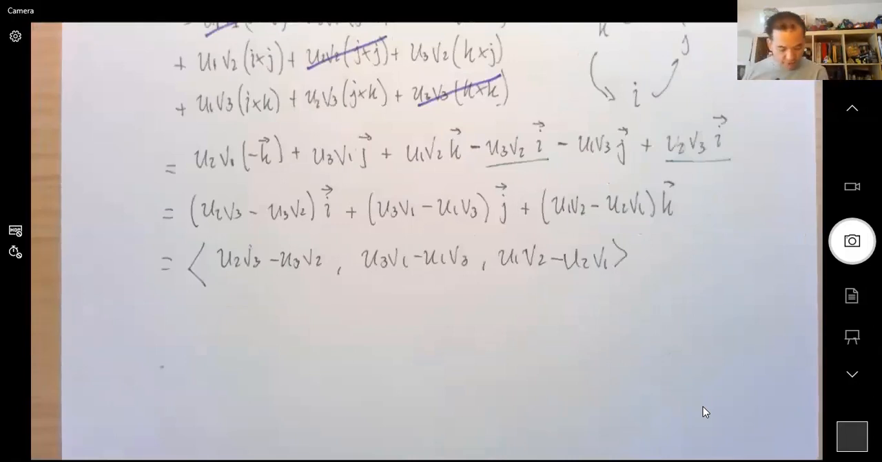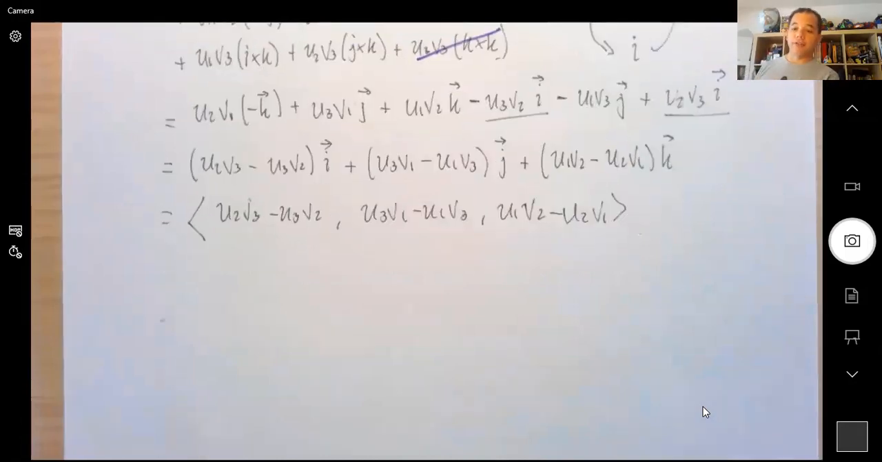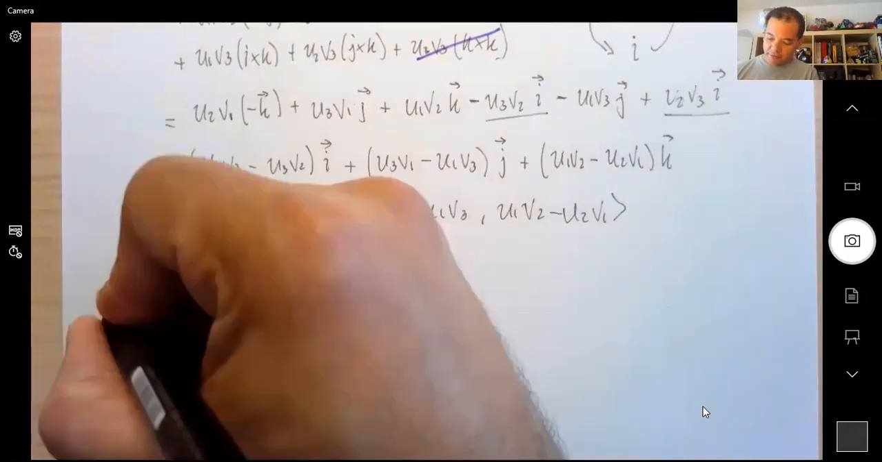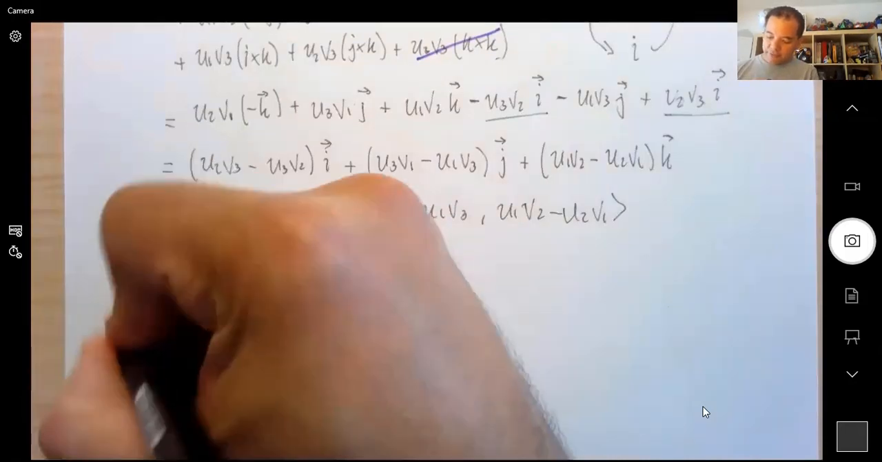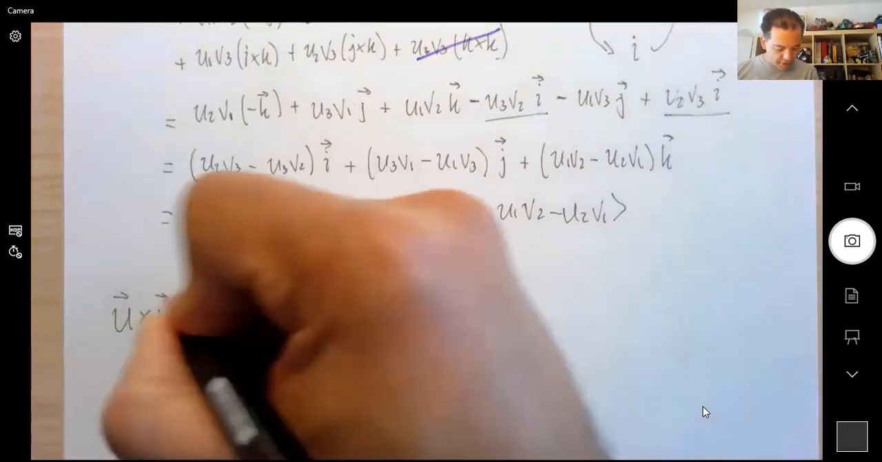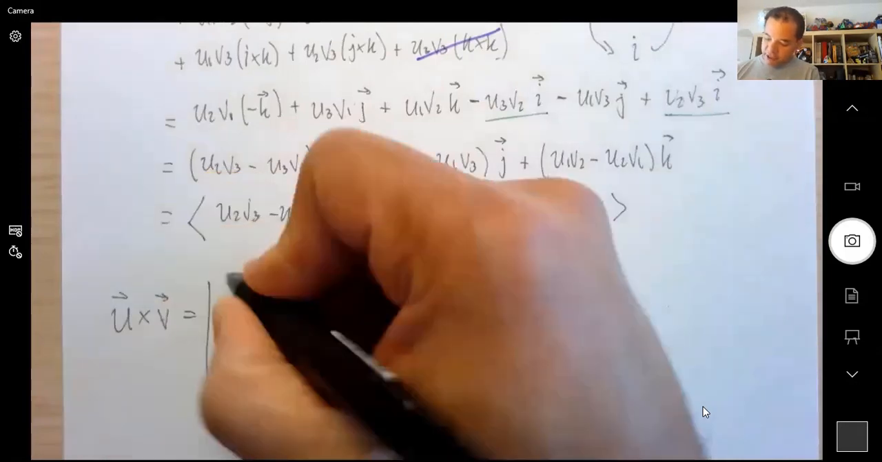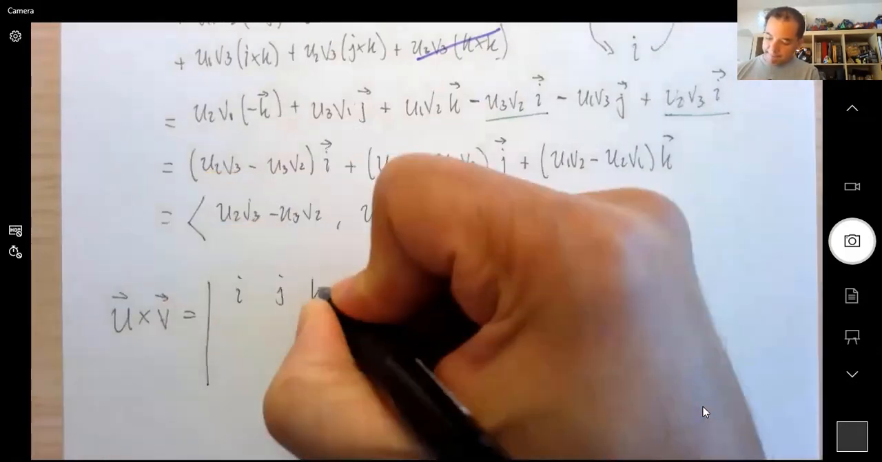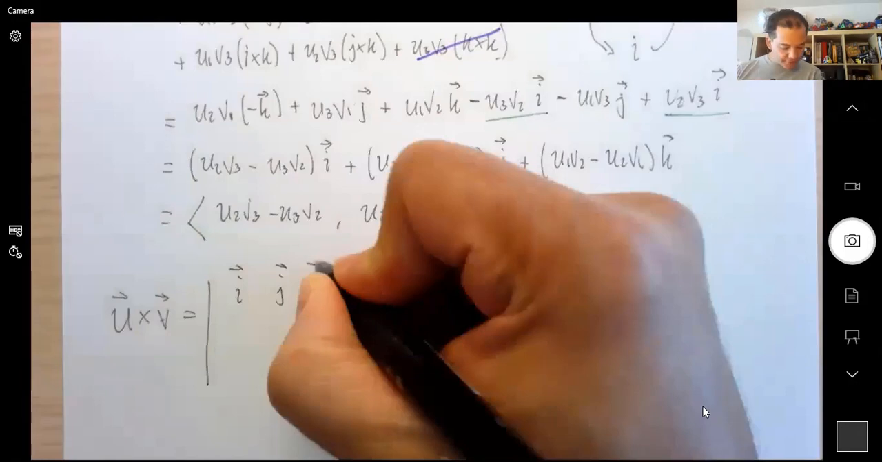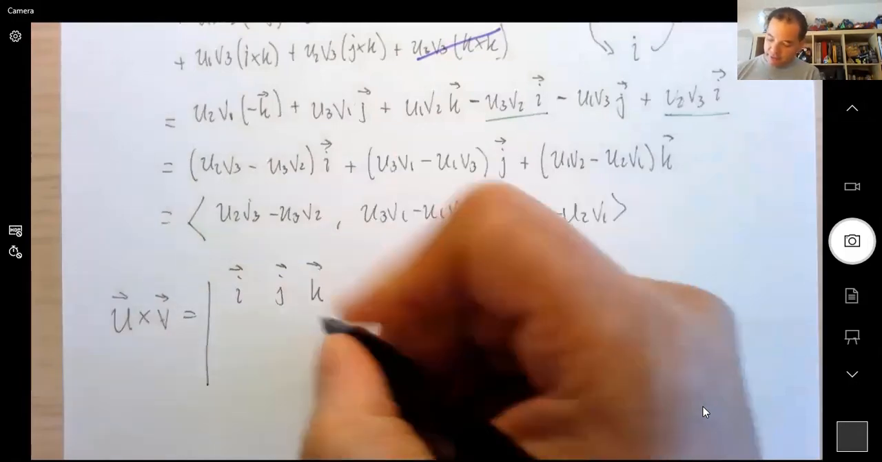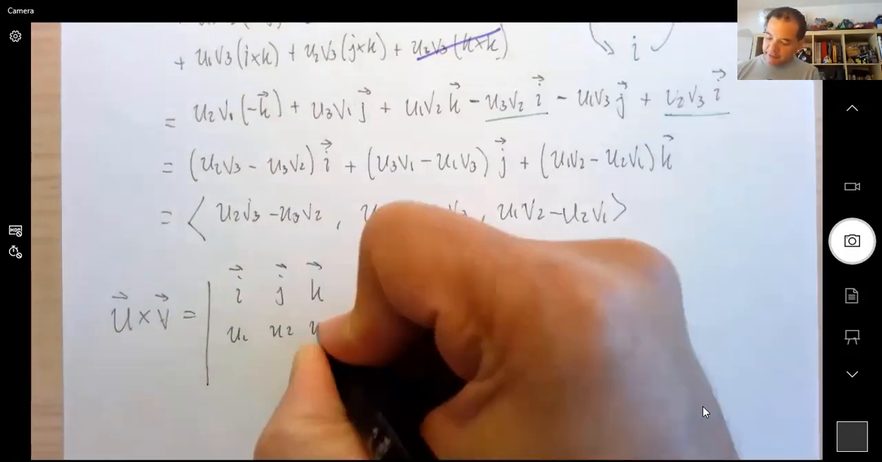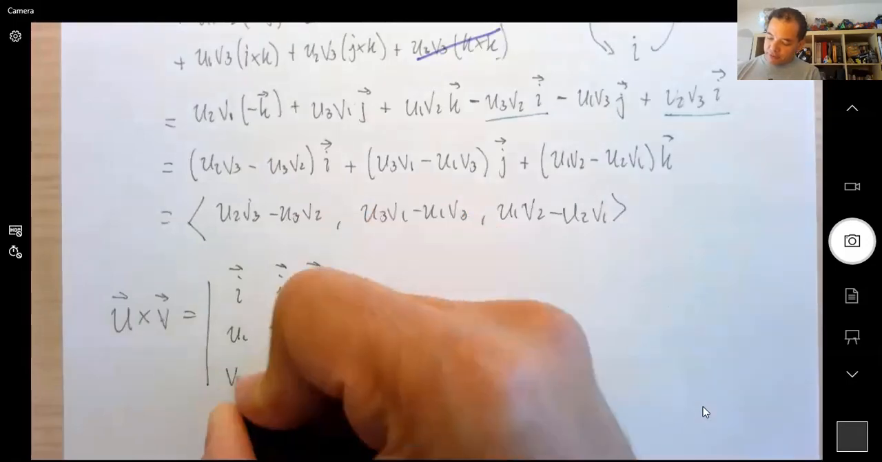But you can do the following matrix. So this is how we can summarize and write something concise about what the answer would be. So we have U cross V is this determinant. You put I, J, and K on top. Then on the second row, you put the U. So U1, U2, U3. And on the third row, you put the V's.